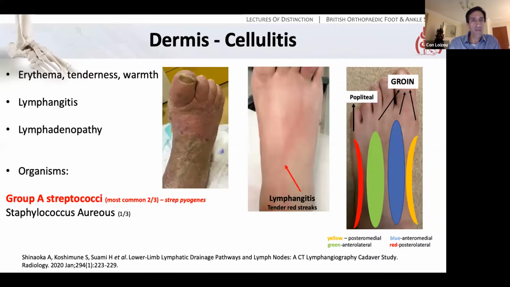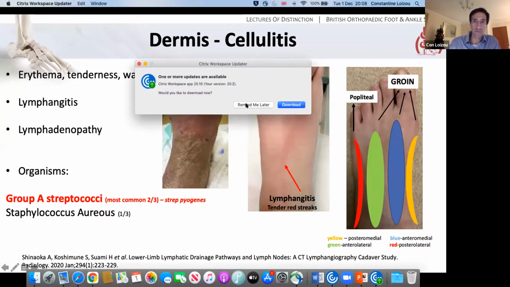Then we enter infection of the dermis and the common condition of cellulitis. We get the classical signs of a red, hot, tender foot, but also look for lymphangitis that manifests as a red streak along lymphatics, as well as lymphadenopathy. Now, three out of four of the main lymphatics that drain the foot drain directly to the inguinal lymph nodes, and one, the posterolateral aspect of the foot, drains into the popliteal.